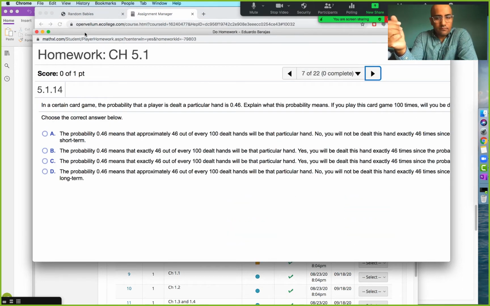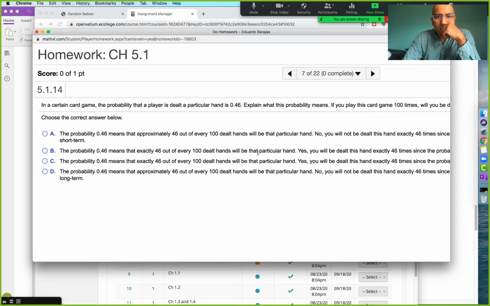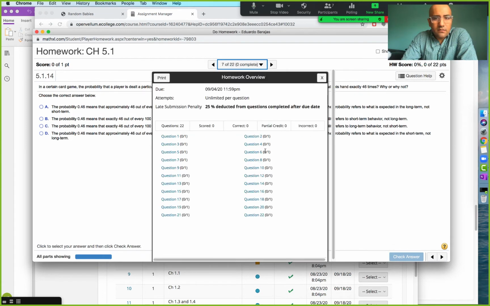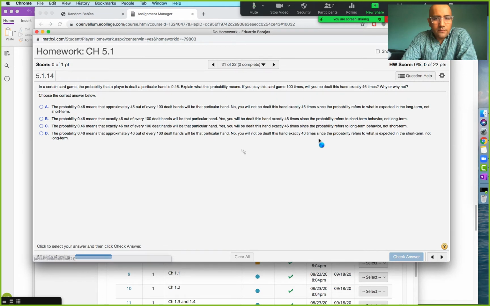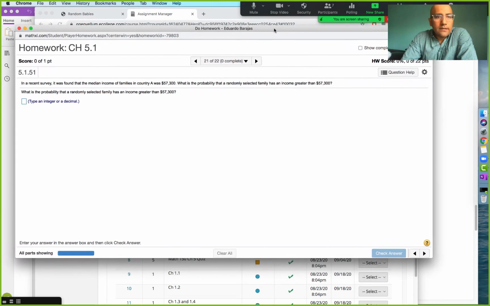Okay, I had trouble understanding. For me, it was question 21. It was a median. I didn't understand it. Hang on one second. Median. This is question number 21? Question 21. Is it this one? A recent survey was found. Oh, okay. Yes, that's the one.